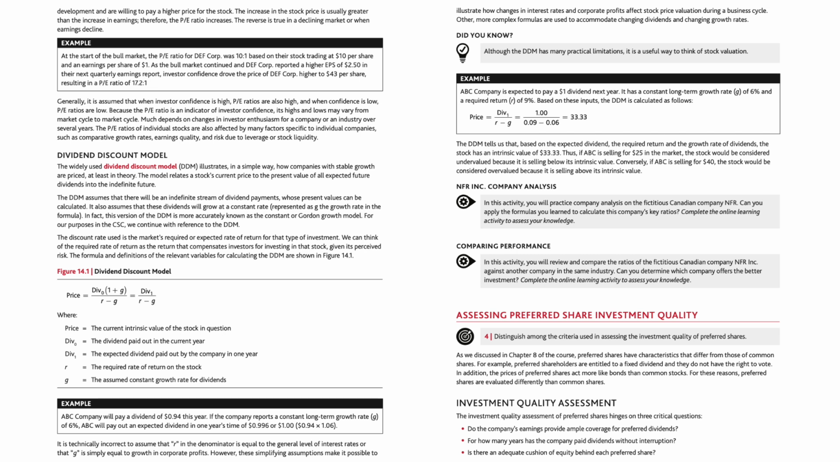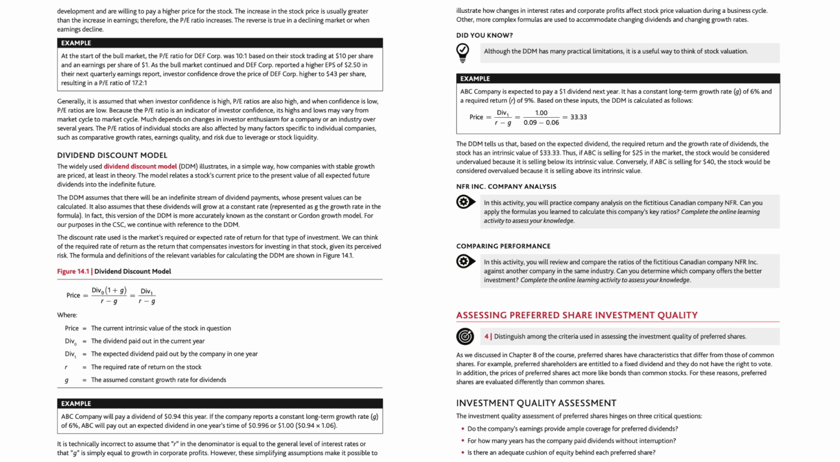Because the P/E ratio is an indicator of investor confidence, its highs and lows may vary from market cycle to market cycle. Much depends on changes in investor enthusiasm for a company or an industry over several years. The P/E ratios of individual stocks are also affected by many factors specific to individual companies, such as comparative growth rates, earnings quality, and risk due to leverage or stock liquidity.